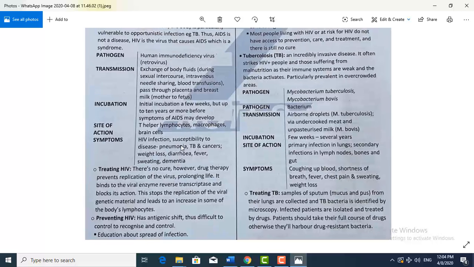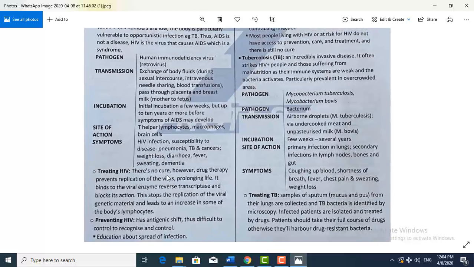Okay, how do I treat HIV? There is actually, unfortunately, no cure. However, drug therapy prevents replication of the virus. That means the virus cannot be replicated, cannot be doubled, prolonging life. It binds to the viral enzyme reverse transcriptase and blocks its action.